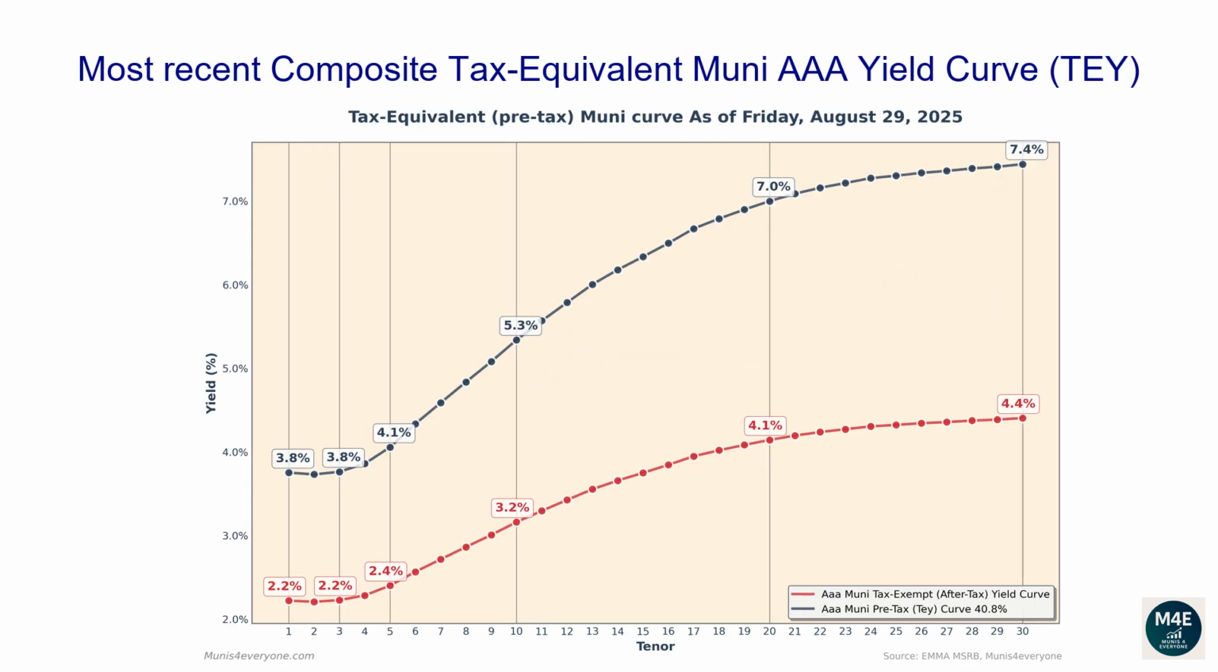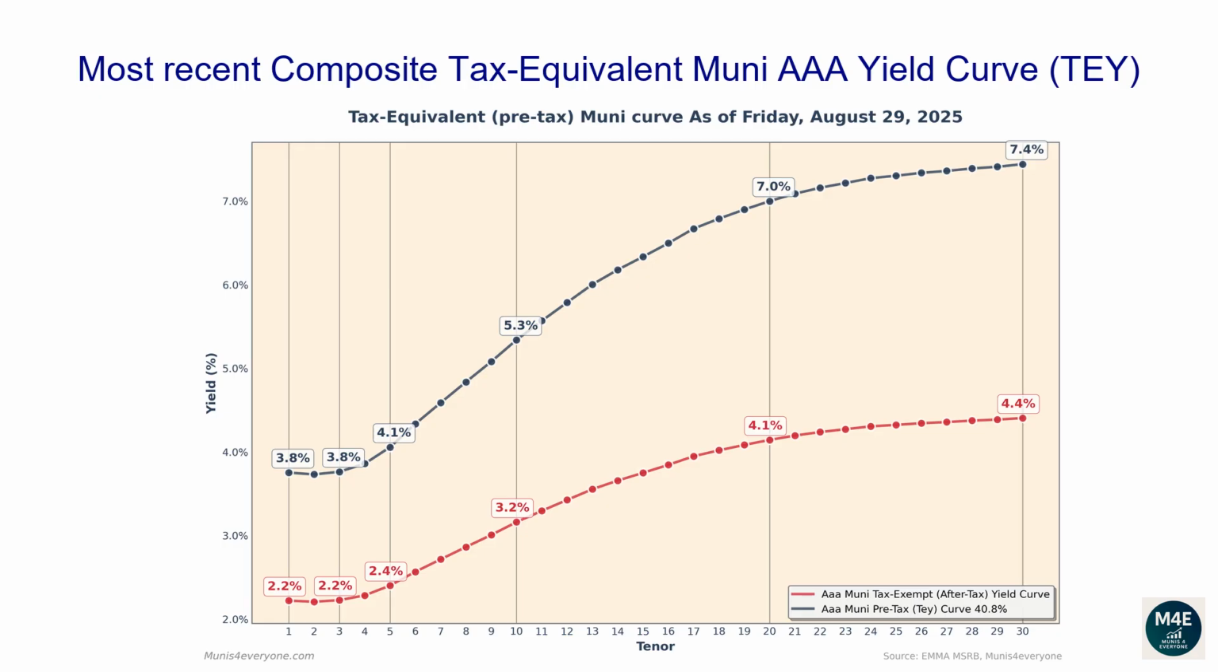Let's now go over the most recent composite tax-equivalent Muni AAA yield curve. The following graph shows, in red, the tax-exempt after-tax Muni yield curve, versus in blue its tax-equivalent pre-tax version, assuming a 40.8% top tax bracket as of August 29, 2025. Why would you care to see the tax-equivalent version of the Muni yield curve? More on this later. Let's first go over the pre-tax, aka tax-equivalent yield curve.